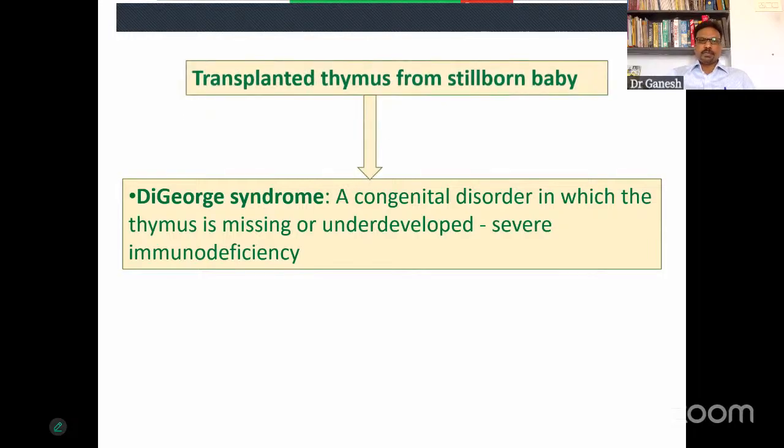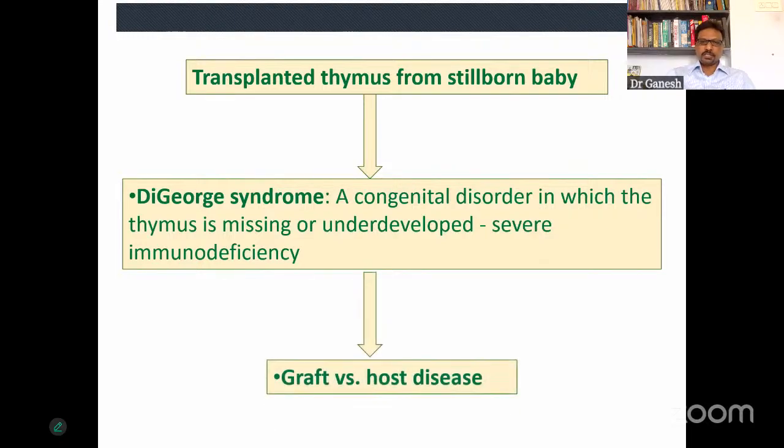So in such cases, if any transplantation is done from a stillborn baby. Stillborn baby means the baby has died at the time of parturition itself, but still the baby's thymus gland is developed. So in such cases, if the thymus from such babies is transplanted to the baby suffering from DiGeorge syndrome, that can lead to a condition called graft versus host disease, where it will start attacking the cells of the recipient. So this is otherwise known as graft versus host disease.